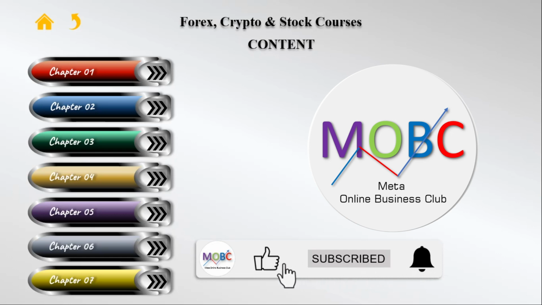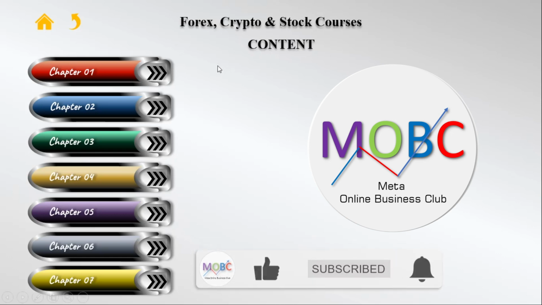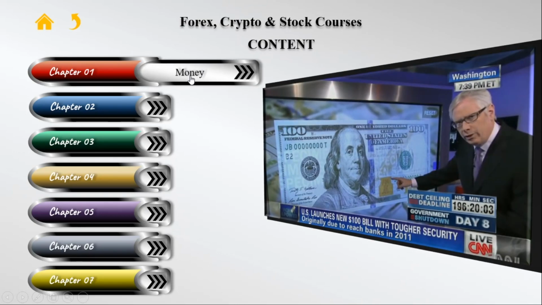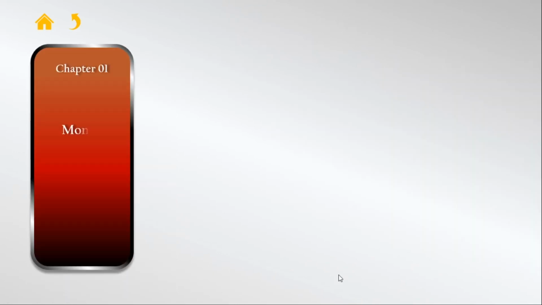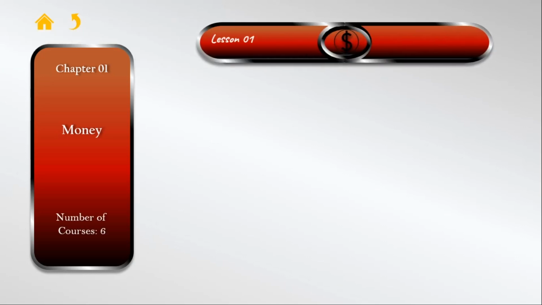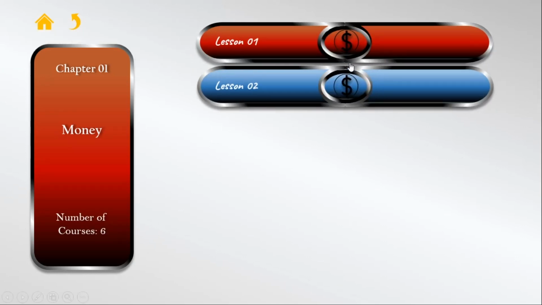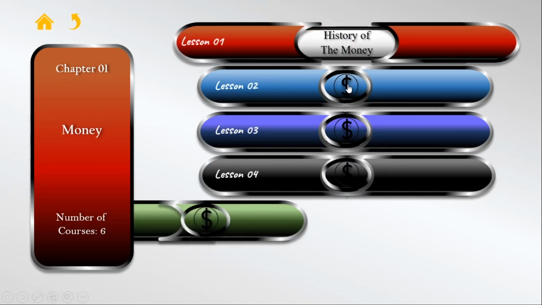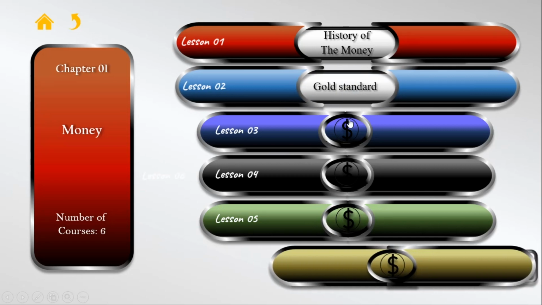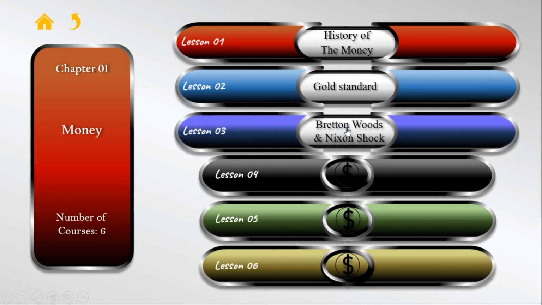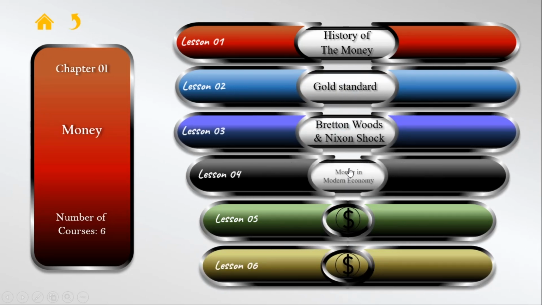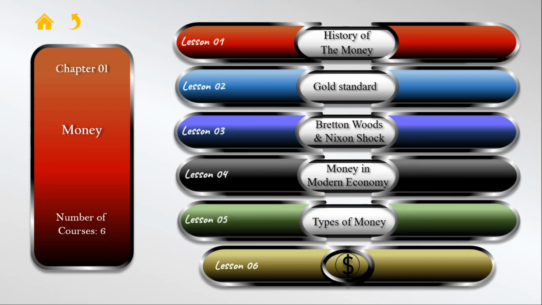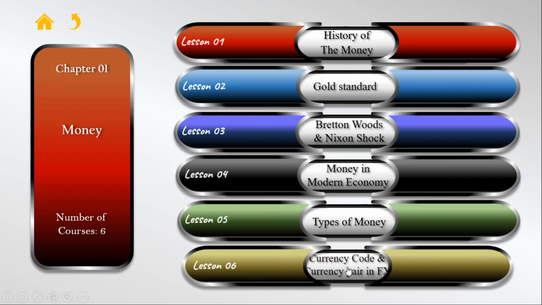Let's start our last lesson from this chapter, which is about the money. Before we start our today lesson, let's have a quick look at our previous lessons. Lesson 1, History of the Money. Lesson 2, Gold Standard. Lesson 3, Bretton Woods and Nixon Shock. Lesson 4, Money in Modern Economy. Lesson 5, Types of Money. And our today lesson is Currency Code and Currency Pair in Forex.